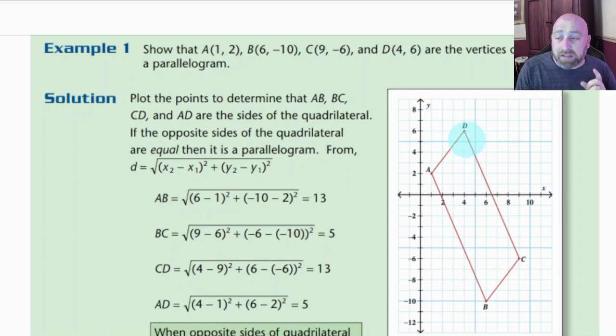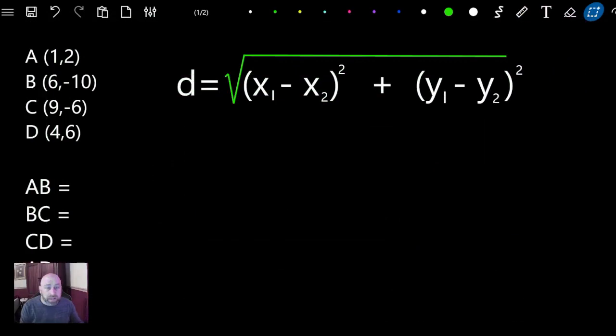The other thing that has to be true is that AB has to equal CD. If both of those things are true, then we have a parallelogram. So the way that we're going to prove this is we have to plug in our points to the distance formula and see if they equal or not. Okay, so let's jump over here to the computer and let's go ahead and try it.